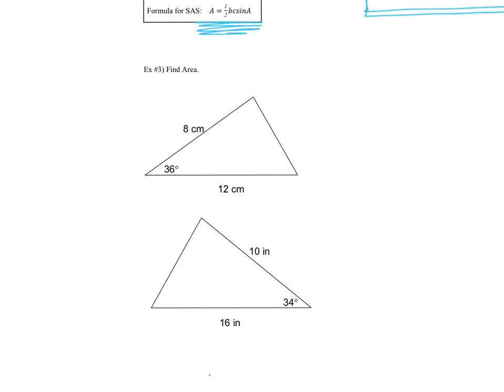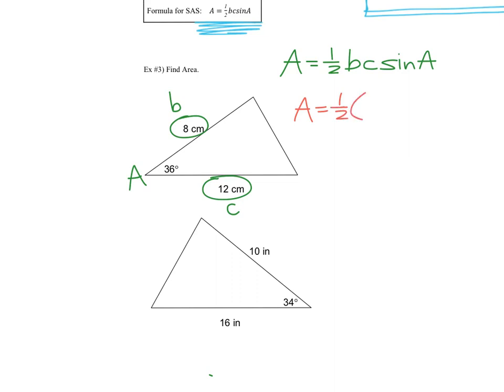Okay? So the formula that you're going to see is 1/2 BC sine A. Okay? B and C are interchangeable. This can be B or it can be C. This can be B or C. What's A? The angle between, the 36. Okay, so you're going to do, for the area of this triangle, area equals 1/2 times 8 times 12 times the sine of 36. You're going to plug that into your calculator and you're done. Okay? So plug it in, 1/2 times 8 times 12 times sine 36, and you get your area to the nearest tenth is 28.2 square centimeters.